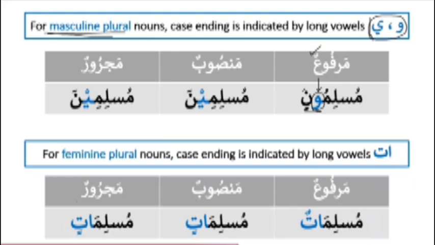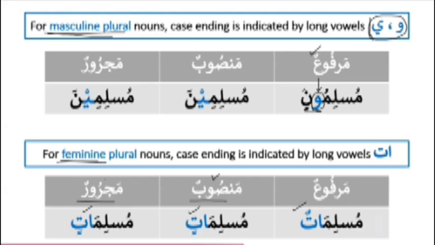Here we have atun, and when we talk about the mansub and the majroor, it will be atin, atin. Muslimatun, muslimatin, muslimatin. Atun, atin, atin. And we are basically talking about the sound plural: the sound masculine plural, and the sound feminine plural. So the sound feminine plural will be atun, atin, atin.